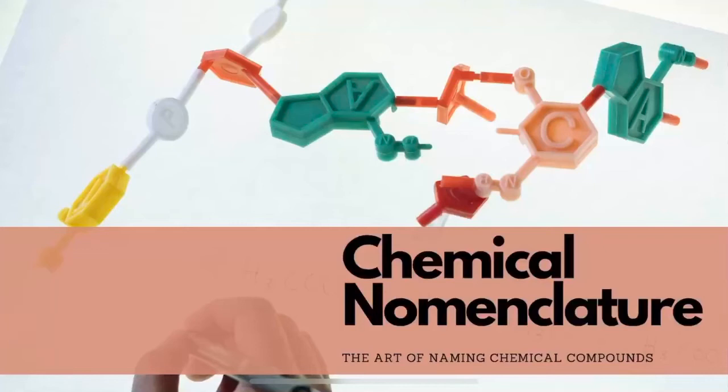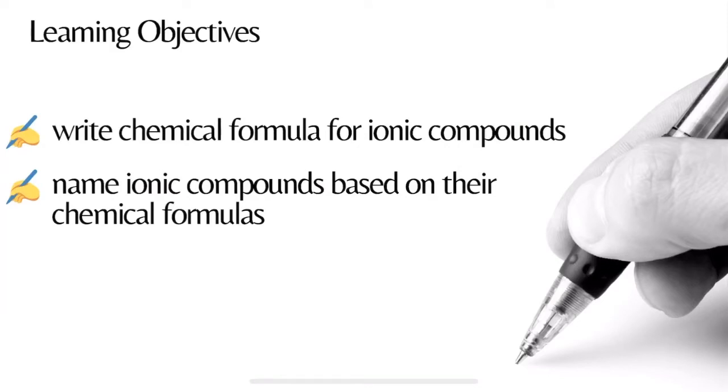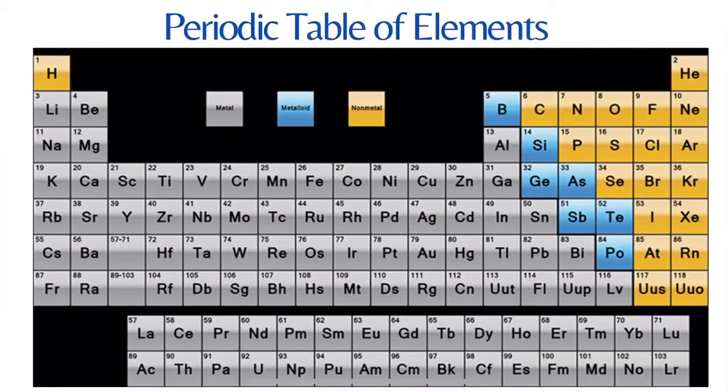Let's continue with chemical nomenclature. For this session, we're going to write chemical formulas for ionic compounds. We're going to name ionic compounds based on their chemical formulas. This is again the periodic table of the elements. You would see here the classification whether they are metals, metalloids, or nonmetals.